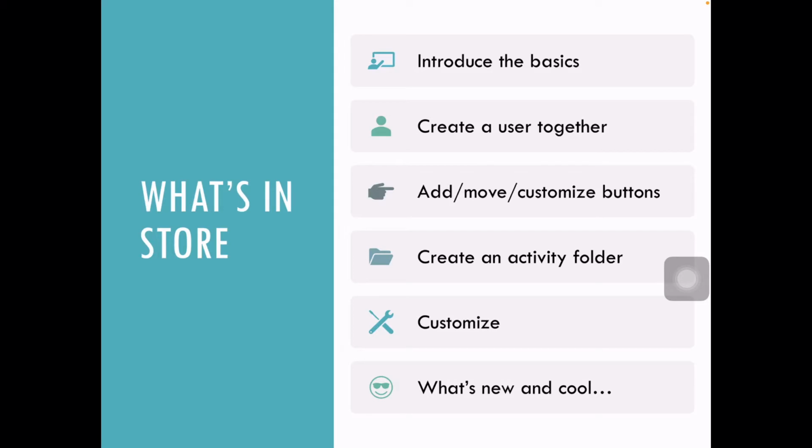So what are we going to go through today? We're going to introduce the basics and learn how to create a user, get oriented to the screen, learn to add, move, customize buttons, create an activity folder, customize, and talk a little bit about what's new and cool with Proloquo2Go. And keep in mind that for the majority of this session, I'm going to actually be in the app demonstrating all of this, but there is a PDF of the PowerPoint presentation that you can reference at any time.